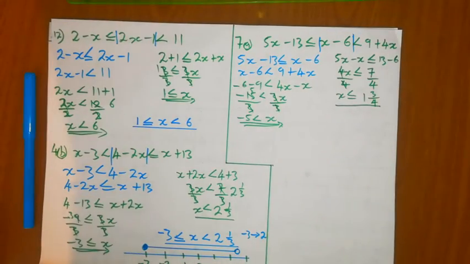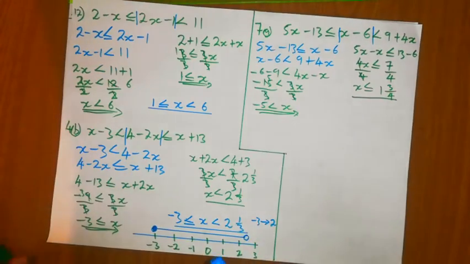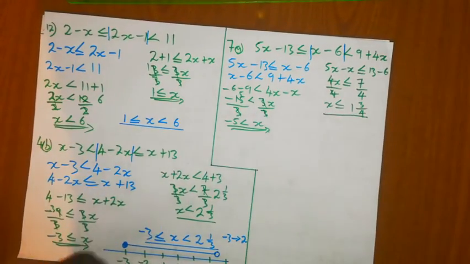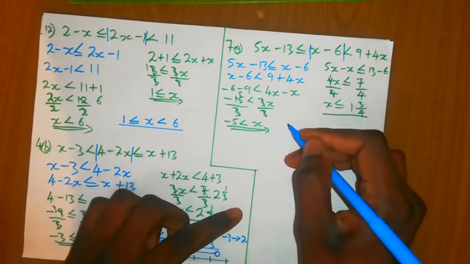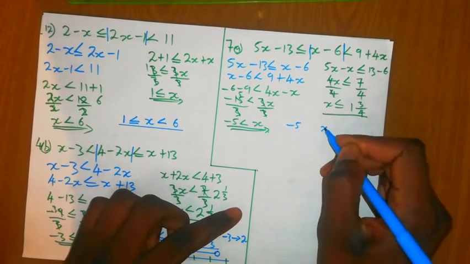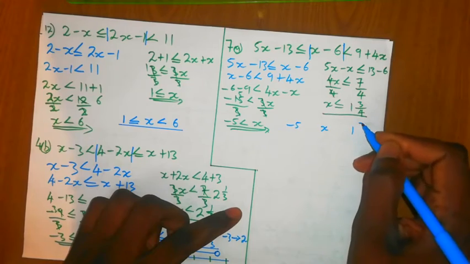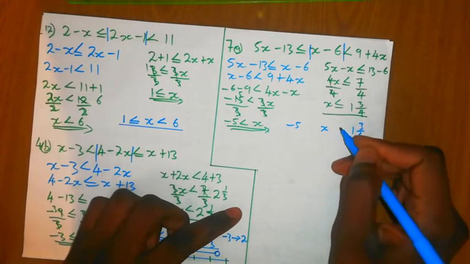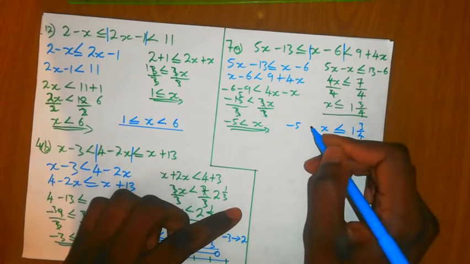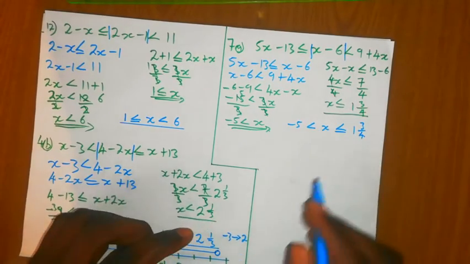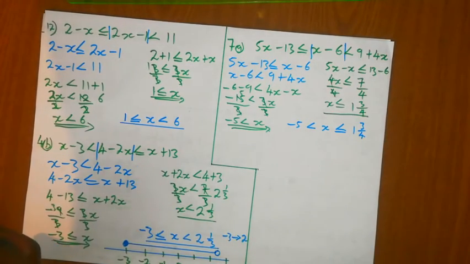Now we're moving on to our final answer. The concept remains the same. Which one is the least value? Which one is the greatest value? The least value is -5, then x there, then 1 and 3/4. I'm going to put that one, then I'm going to put this one. Then this is my final answer.